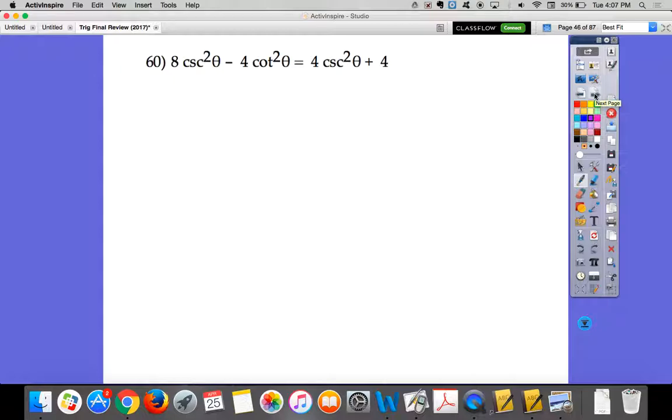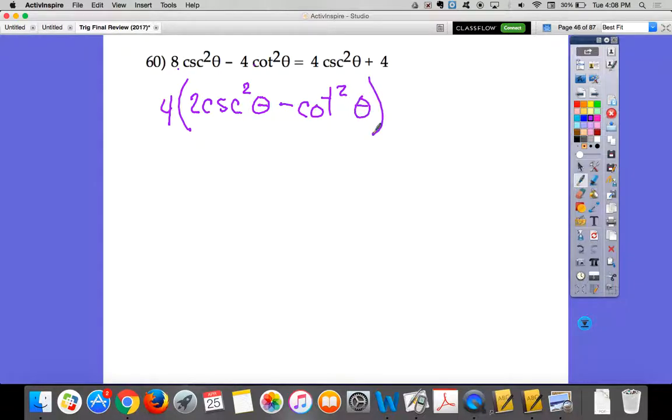Okay, more identities. I still see a lot of squares. So when I look at this right here, the only thing that crosses my mind to start with is there's 8 here and there's 4 there. I wonder if I could factor out an 8, or factor out a 4, would that help me? So I'm going to take out a 4. That's going to leave me 2 cosecant squared minus cotangent squared.